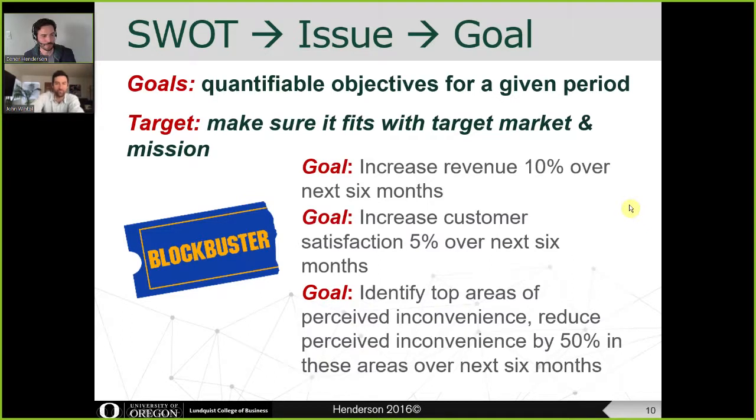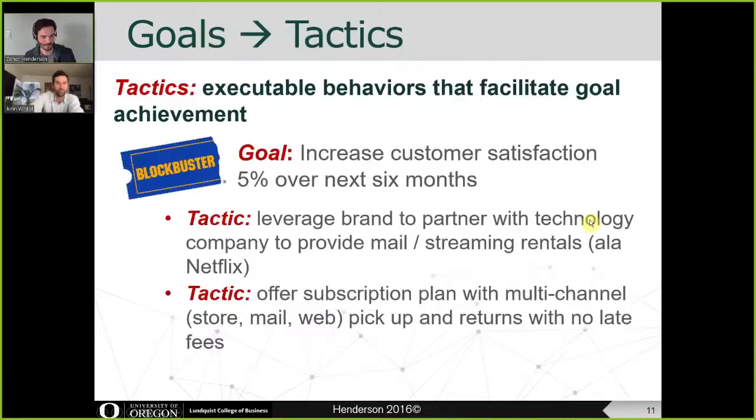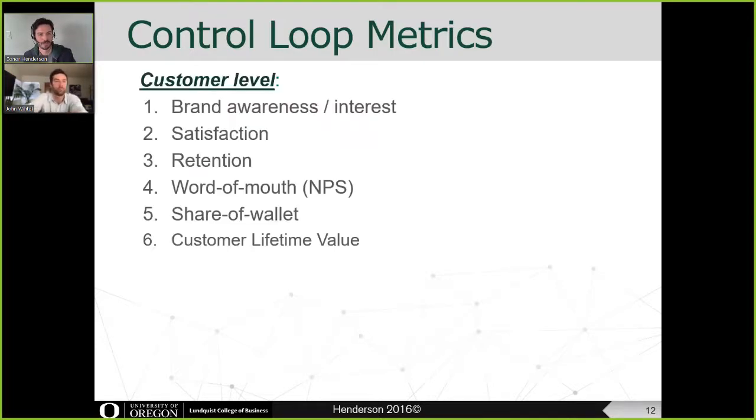So, tactics, I think we can all think of our own tactics. We talked about partnering with a different technology company, offering a subscription plan that's multi-channel: store, mail, web. It could have easily been done. It wouldn't have taken a lot of management expertise, but might have needed a different culture.